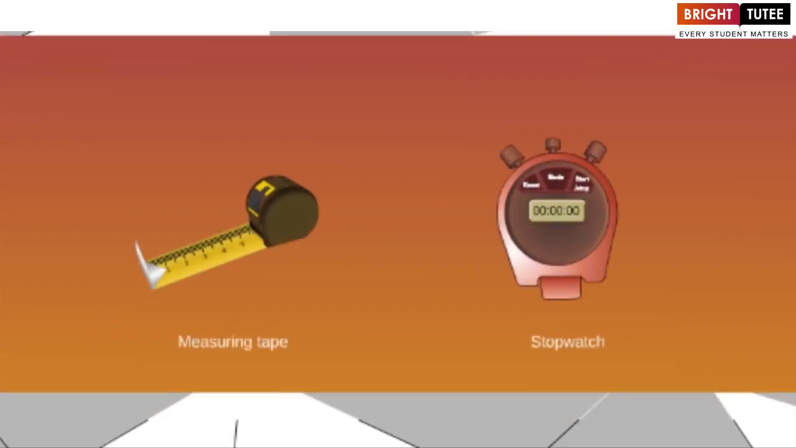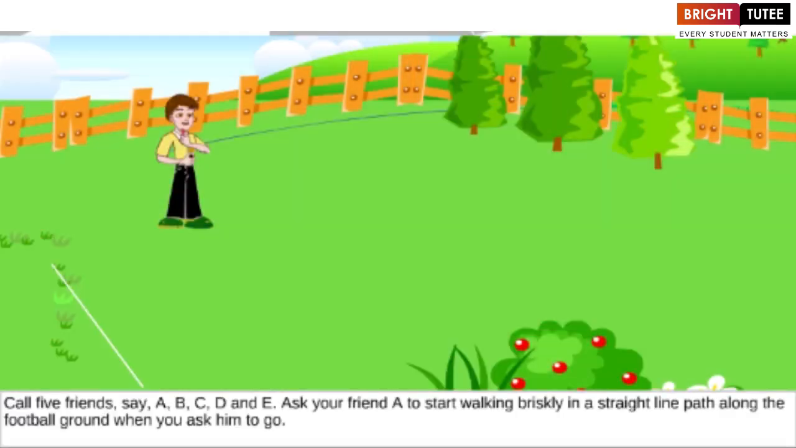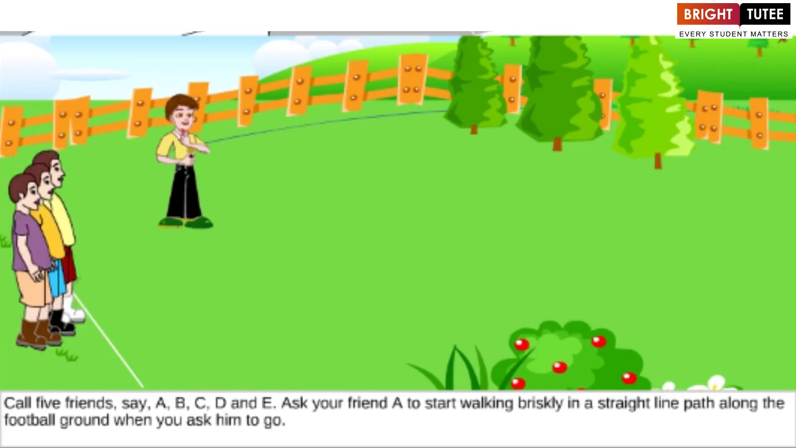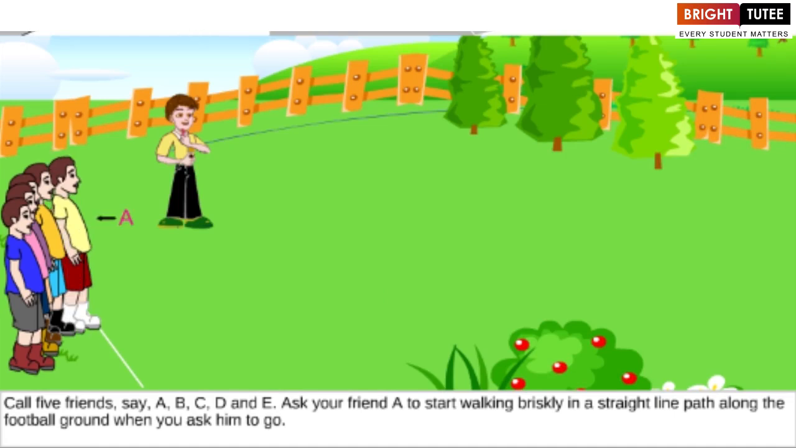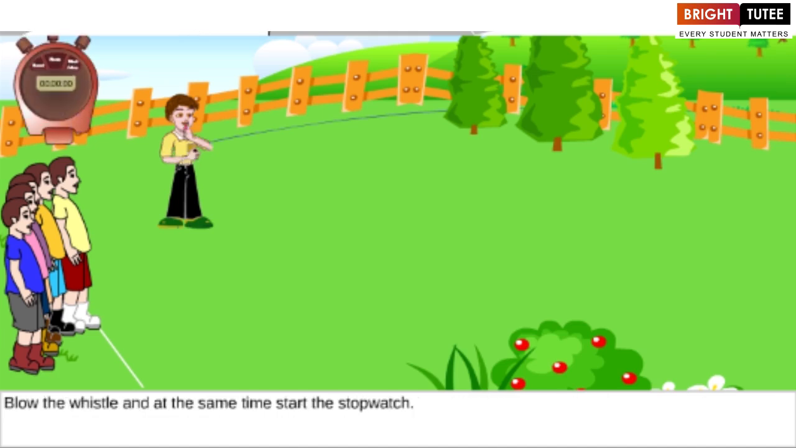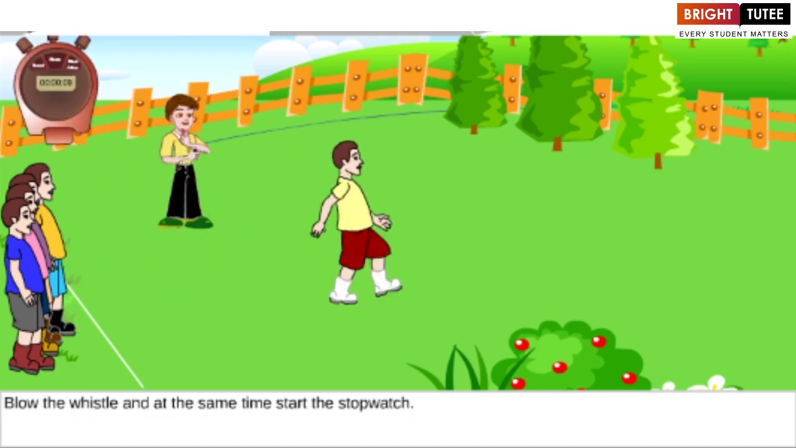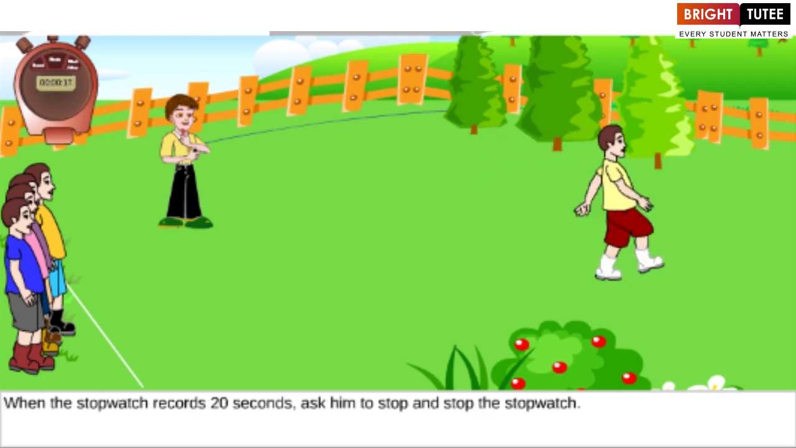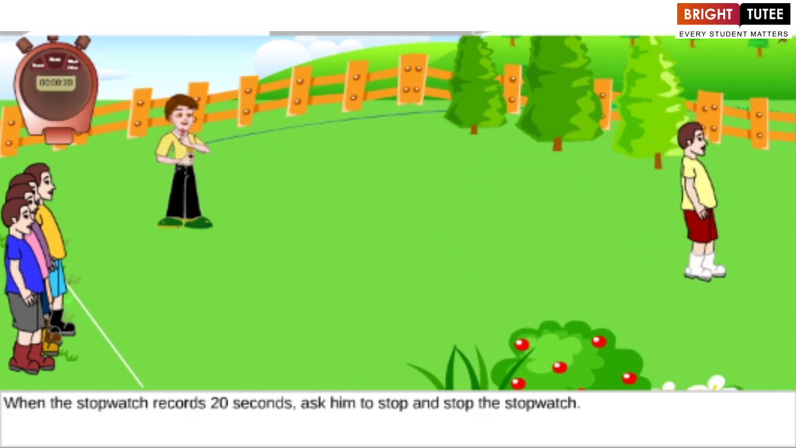Materials required: measuring tape, stopwatch. Method: call 5 friends, say A, B, C, D and E. Ask your friend A to start walking briskly in a straight line path along the football ground when you ask him to go. Tell him to stop when you ask him to stop. Now hold the stopwatch in your right hand. Blow the whistle and at the same time start the stopwatch. When the stopwatch records 20 seconds, ask him to stop and stop the stopwatch.